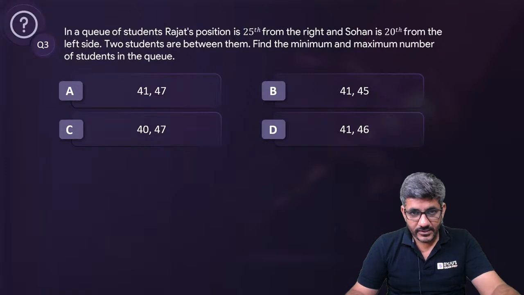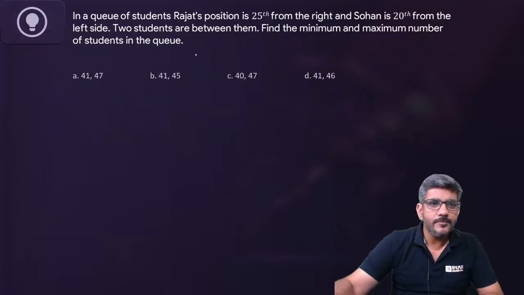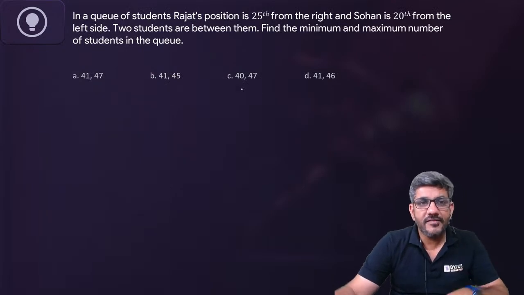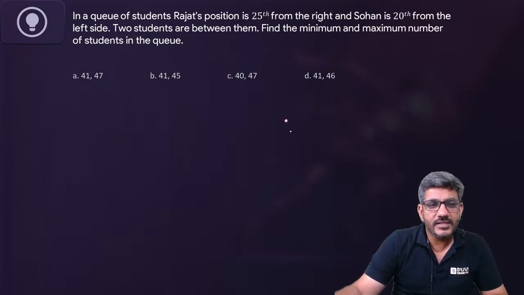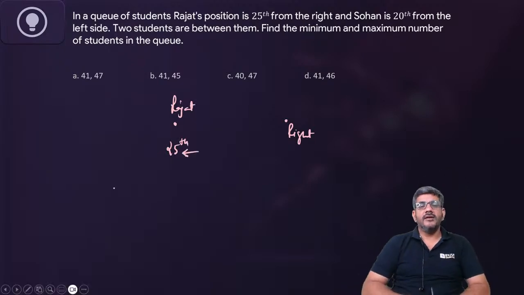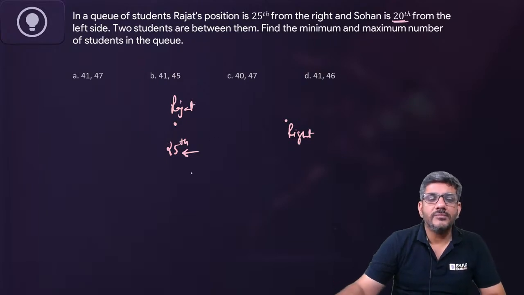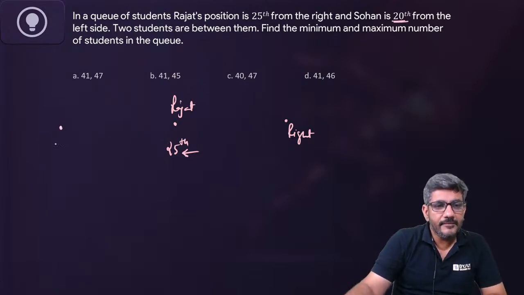चलिए देखते हैं. शिवम और चार्वी ने भी आंसर सी दिया है. देखते हैं. So Rajat's position is 25th from the right. So this is the right end, let us say. So Rajat would be here and he is the 25th person from the right. Right? And Sohan is 20th from the left. This is the left end. And Sohan is 20th from here.